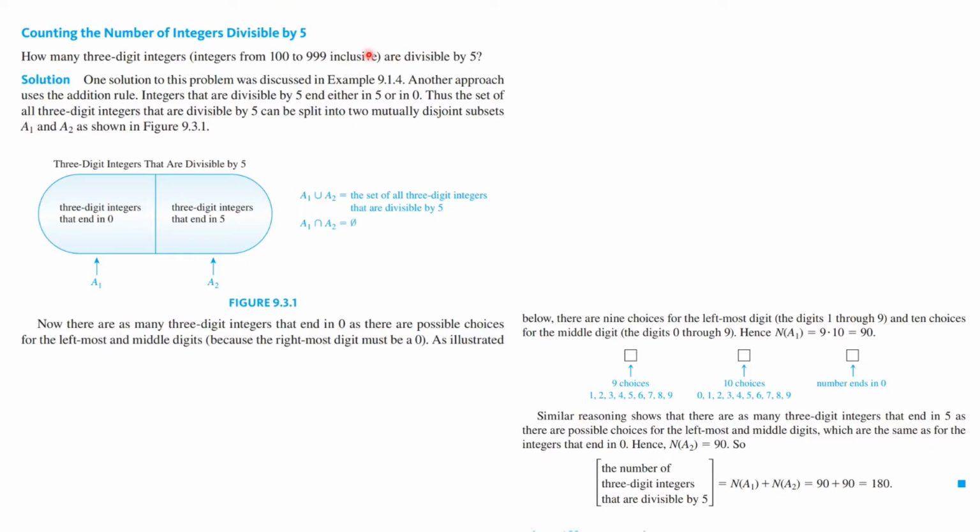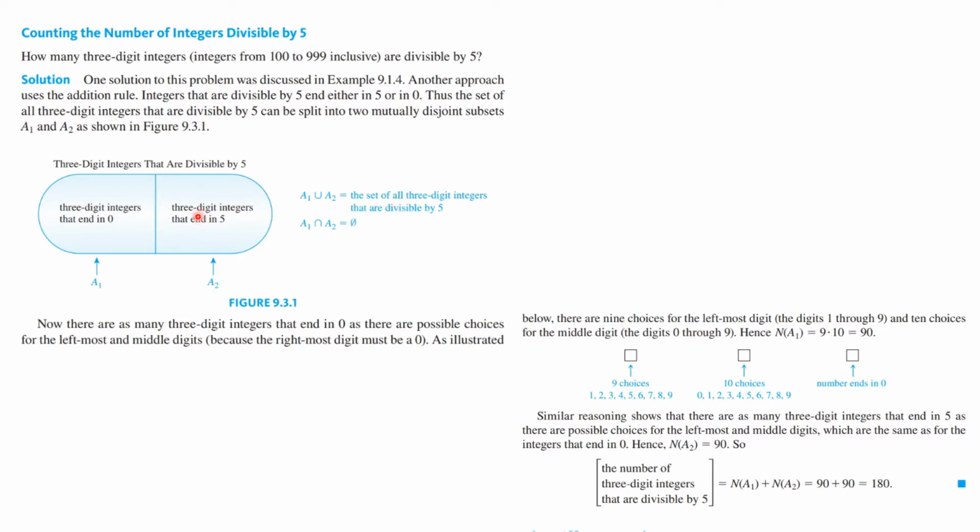Let's apply that to a problem. So let's look at the example, counting the numbers of integers divisible by 5. The question is, how many three-digit integers from 100 to 999 inclusive, that means both endpoints are in, are divisible by 5? Well, one way to approach the problem is to look at three-digit integers divisible by 5, and either they end in 0 or they end in 5. And that takes care of all the ones that are divisible by 5 from your divisibility rule.